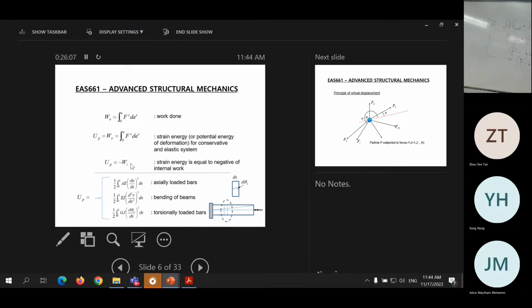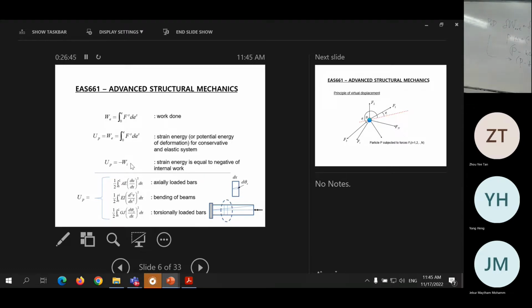The strain energy, which is equal to the external work, is equal to the negative of internal work. The strain energy must be a positive value. The internal work W_i is negative because the internal force acts opposite to the deformations. So for this to become positive, we must put a negative here. This is another relationship to keep in mind: strain energy is equal to negative of internal work.